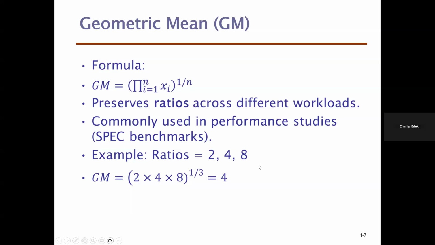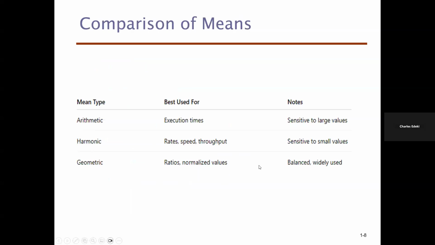Okay, so if no question, let's keep going. The means are very straightforward concepts. Here we have some comparison of the means. The only thing, very short here, I'll say that arithmetic mean is best for absolute execution times. That's what they said. Then harmonic mean is best for throughput, when values represent a rate.